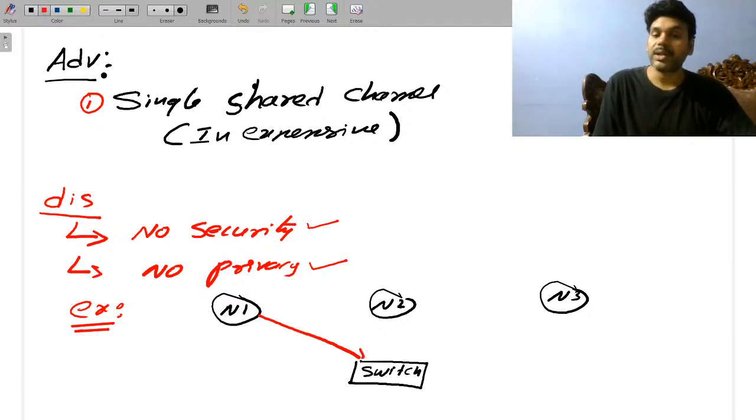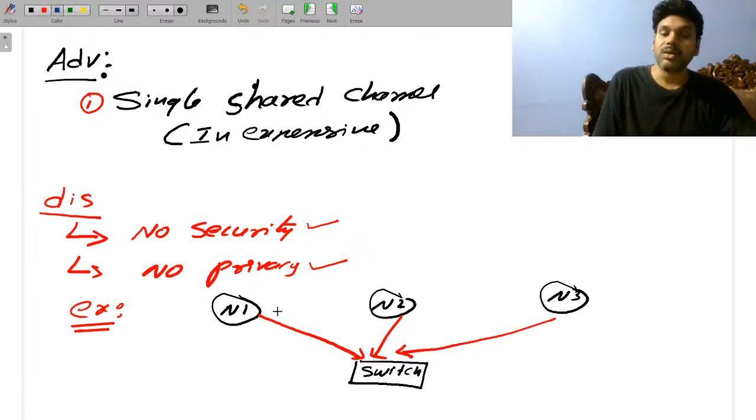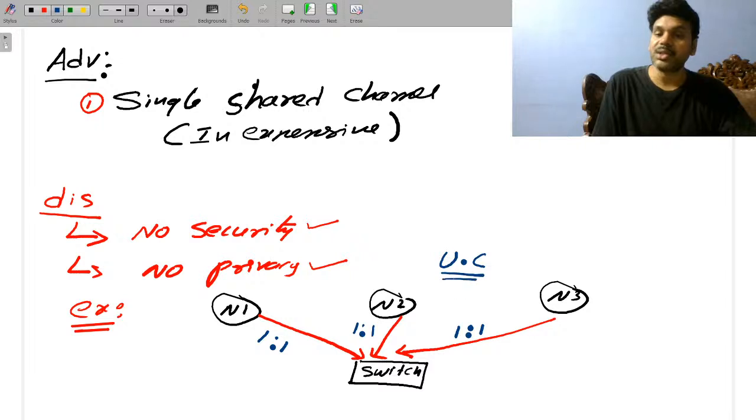Now I got connected to this, and this, and this. So we are all connected with the help of a 1:1 link. So dedicated mediums are there. I too agree, as I am doing unicasting here. But in unicasting, I am doing a 1:many transmission. How can you do a 1:many transmission?